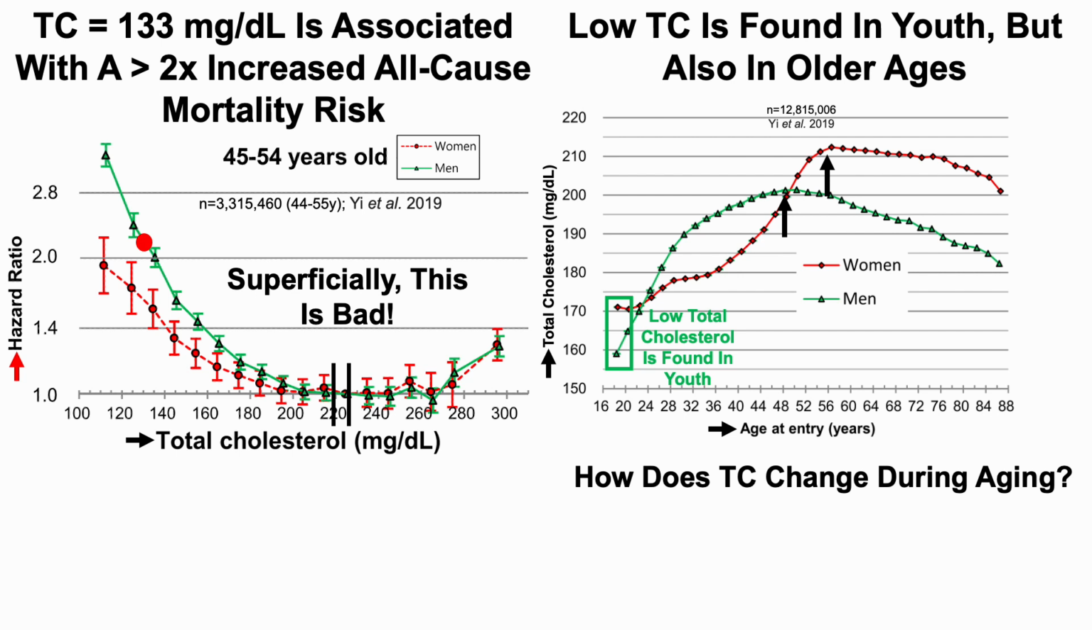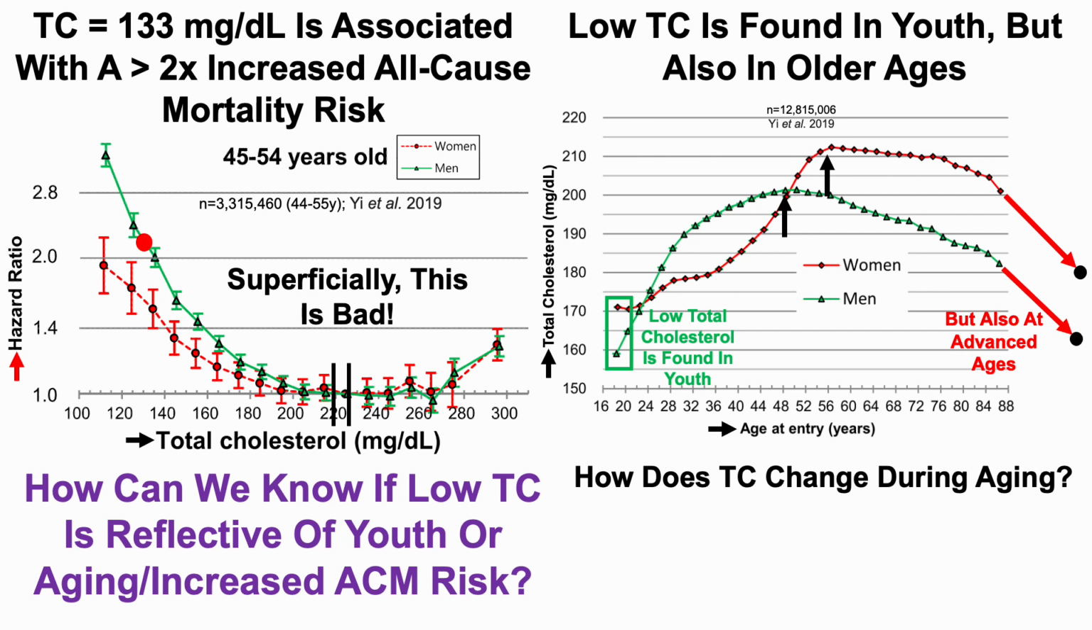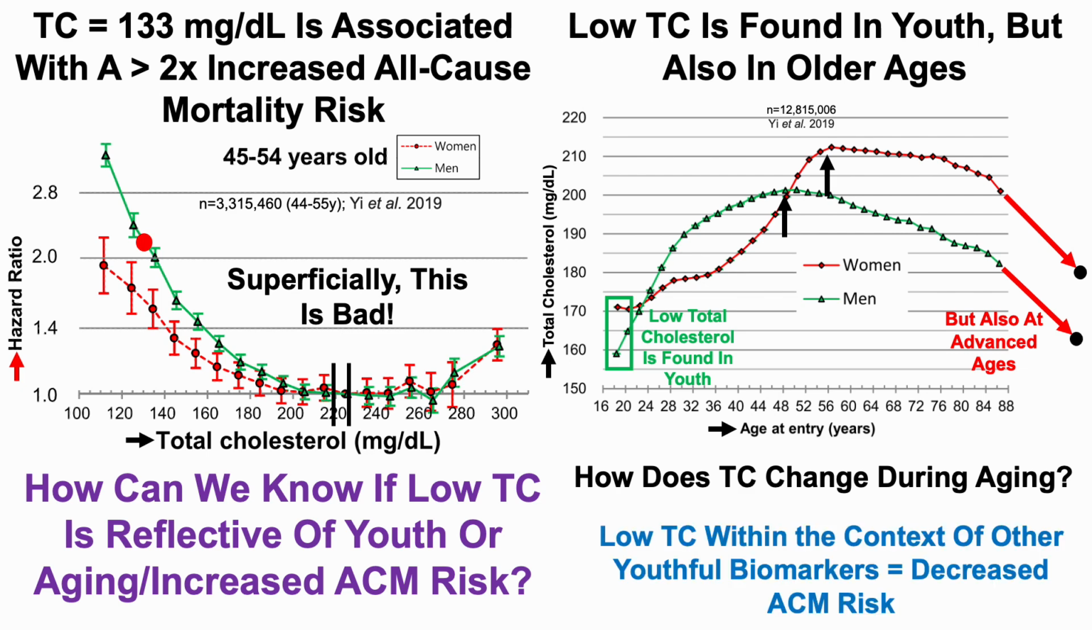And then total cholesterol peaks somewhere around 50 for both men and women, after which we can see an age-related decline, such that if we extrapolate further to about 100 years old or older, and I covered this in an earlier video, and if you missed that, it'll be in the right corner, we can see that relatively low total cholesterol can also be found in advanced age, including centenarians. So how can we know if low total cholesterol is reflective of youth or aging and increased all-cause mortality risk?